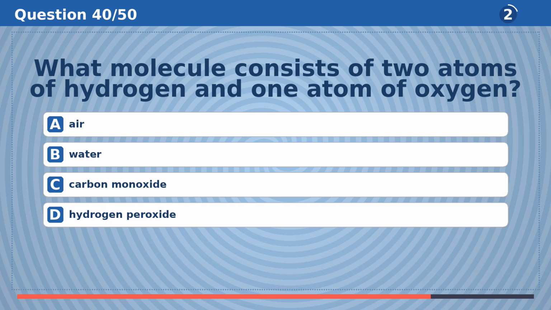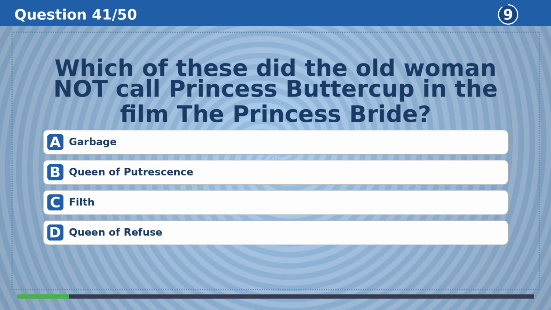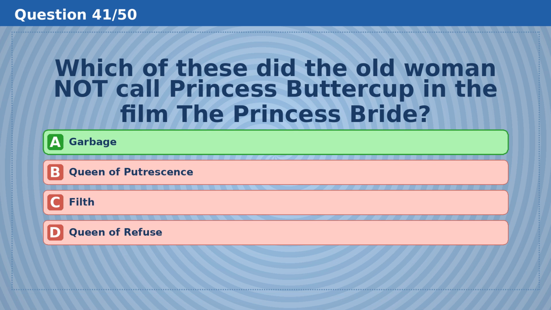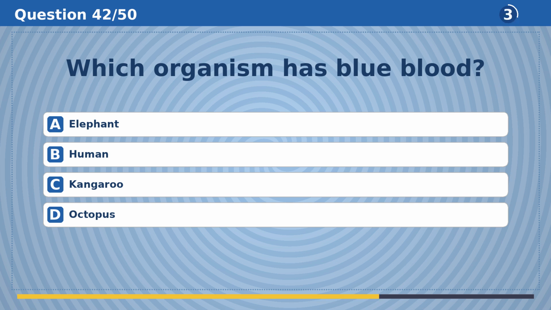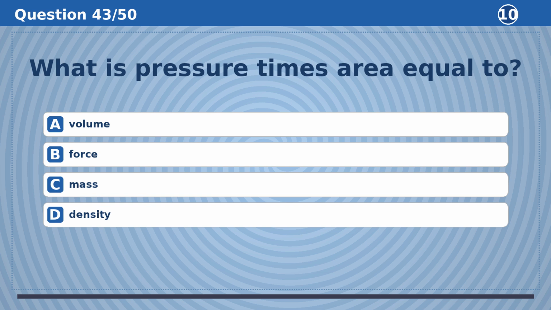What molecule consists of 2 atoms of hydrogen and 1 atom of oxygen? The answer is B, water. Which of these did the old woman not call Princess Buttercup in the film The Princess Bride? The answer is A, garbage. Which organism has blue blood? The answer is A, elephant.